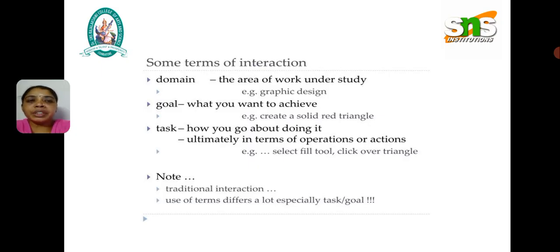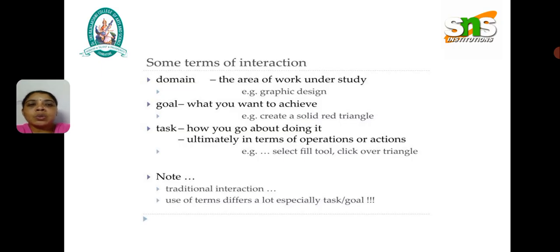These are some of the terms of interaction: domain, goal, and task. These are the major interaction terms which are used for interaction between the human and the computer. First thing is the domain, the area of work under study. That is, we have to analyze the area where we are going to work, for example, graphical design. We plan to design graphics in graphical design.